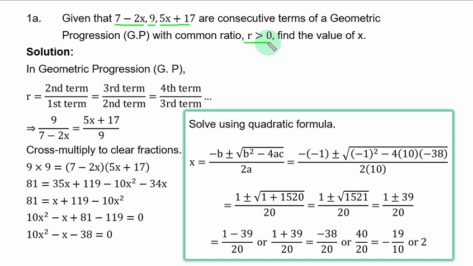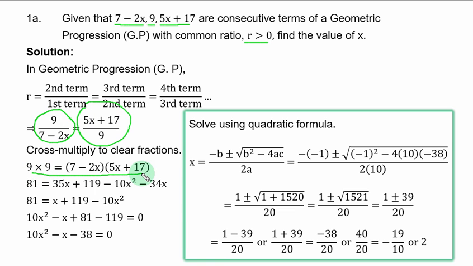Solution. In a geometric progression, the common ratio can be obtained by dividing the second term by the first term, and is equal to the third term over the second term, and is equal to the fourth term over the third term, and so on. So you have second term over first term equal to third term over second term. If you cross multiply, you have this result.